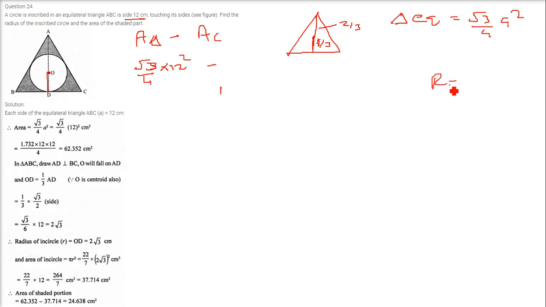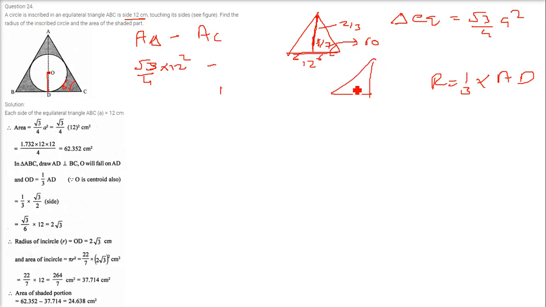So the radius will be what? 1/3 of this AD. So how to find AD? The main thing is finding out the AD. We have an equilateral triangle, so this is 60 degree, right? And because we have dropped a perpendicular, the side is 12, so this will be 6, this will be 6.